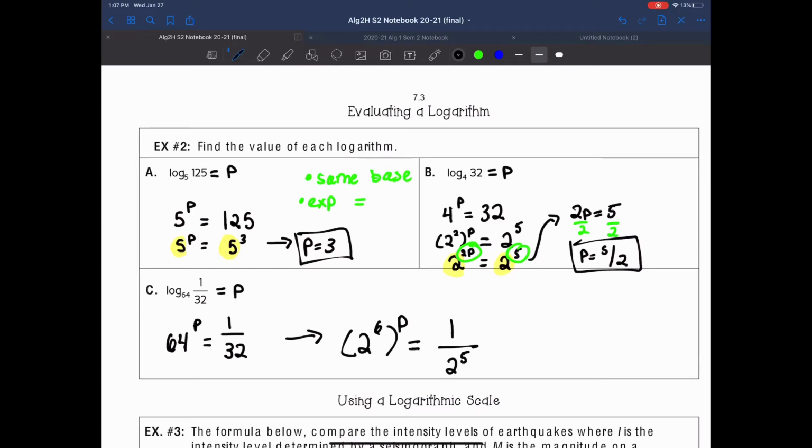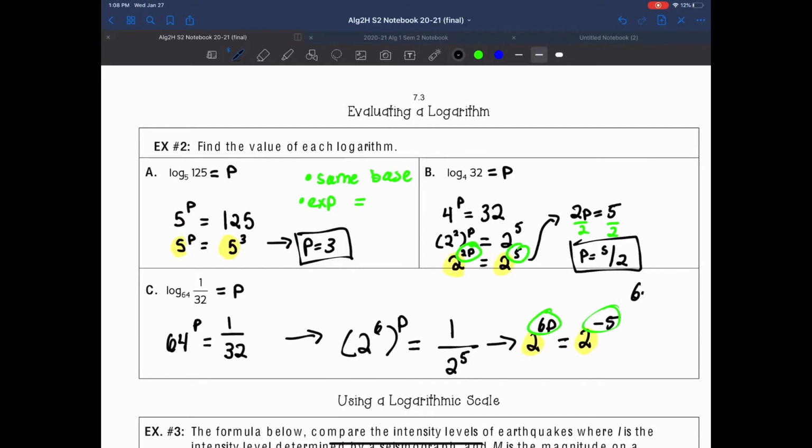Once again, we know that if this is a positive exponent in the denominator, if I were to flip this up, it would just make the exponent negative. So I could say 2 to the power of 6p is equal to, if I flip this exponent up, 2 to the negative 5. So we have the same base on either side of the equal sign. Now I just need to set the exponents equal. So 6p equals negative 5.